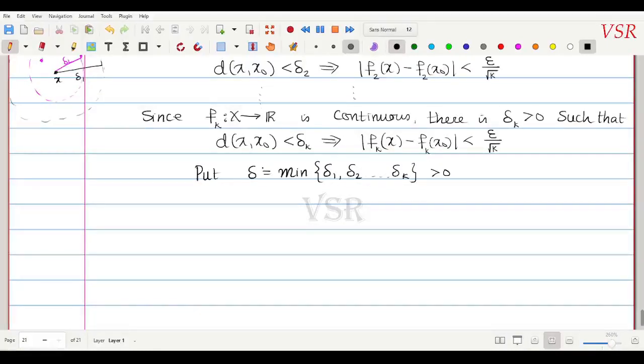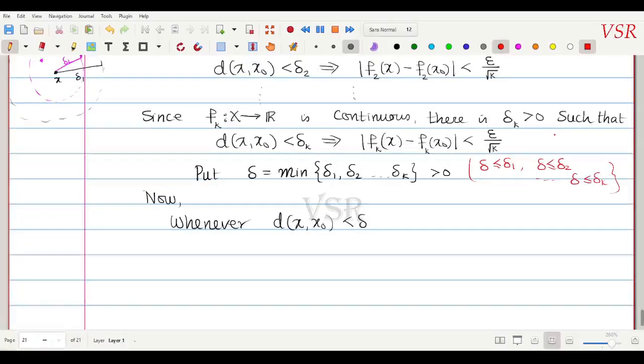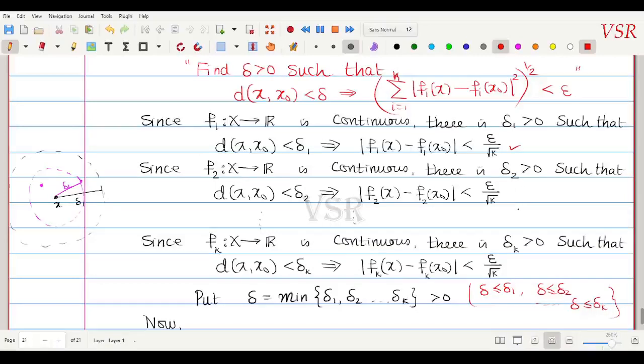Okay, now whenever distance between x comma x naught is less than delta, நோட் பண்ணுங்க, delta is a minimum of these fellows. அப்படின்னா இதுல இருந்து என்ன தெரியும் அப்படின்னா, this delta is less than or equal to delta 1, delta is less than or equal to delta 2, delta is less than or equal to delta k. இது எல்லாத்தோடவும் சிறுசு அப்படின்னா என்ன அர்த்தம் அப்படின்னா, இந்த எல்லா கண்டிஷனும் சாட்டிஸ்ஃபை ஆகும்.